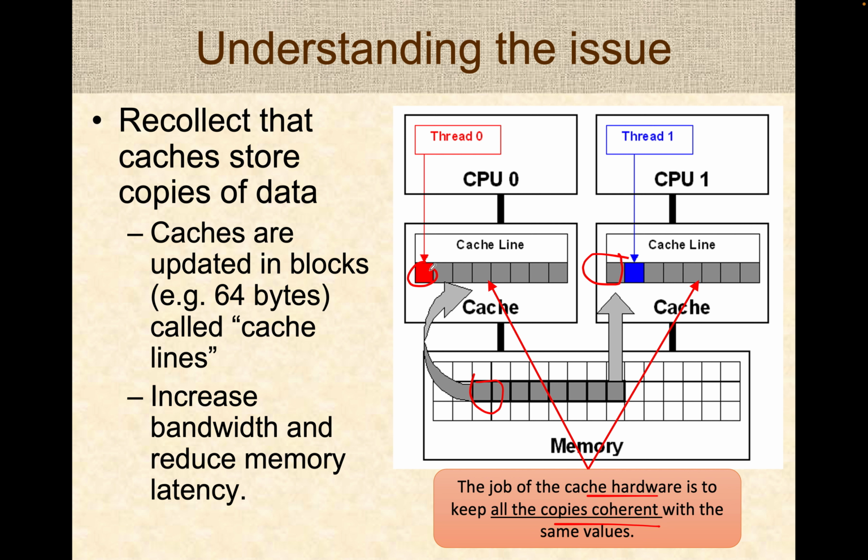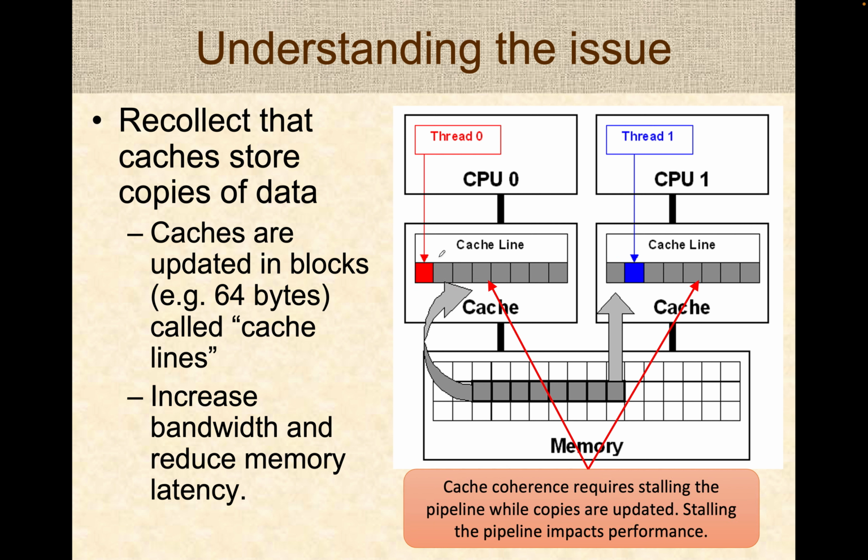Water is wet. Same way here, the cache entry needs to be updated so that if this value is updated, the same corresponding value in every cache has to be consistently updated. That is how the cache hardware works. So this cache coherence, in order to make sure all of the cache lines in the different CPUs or different cores are all coherent, requires stalling the pipeline while the copies in the different caches are updated. And of course, stalling this pipeline impacts performance.